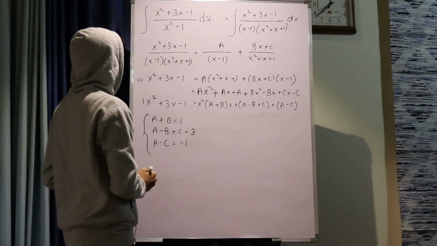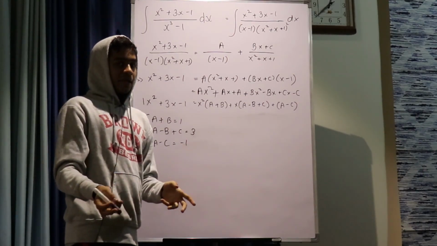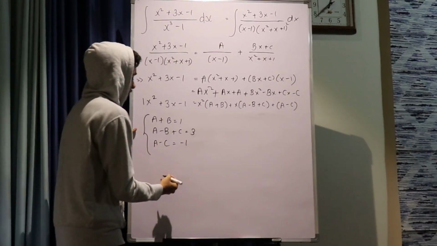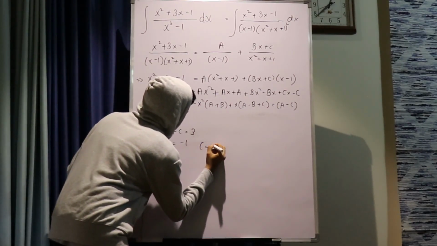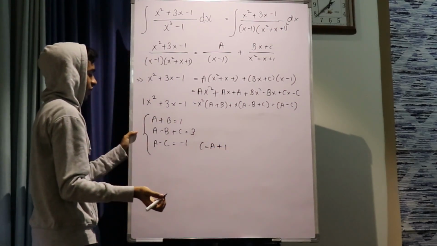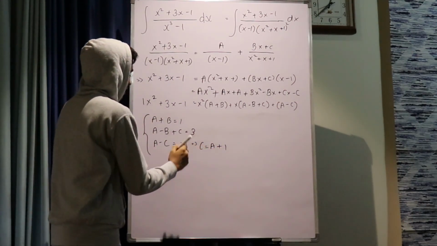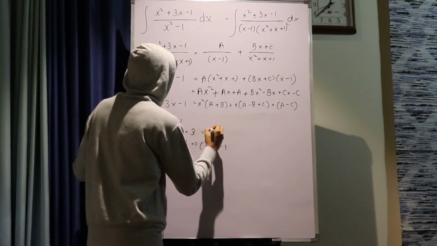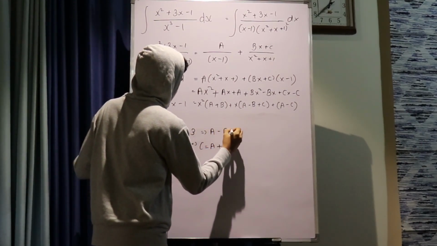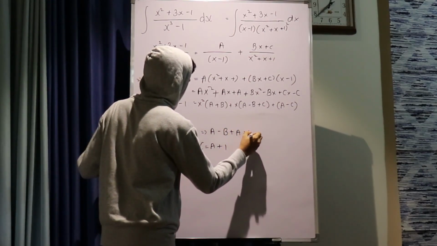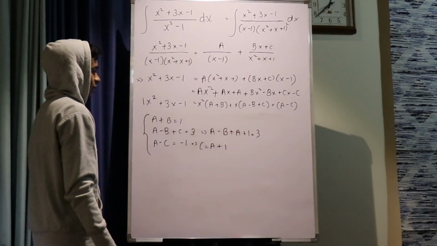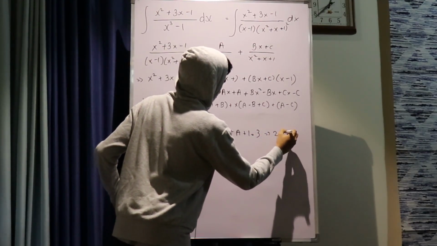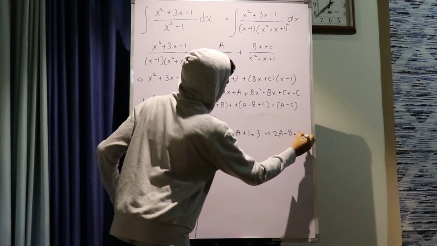So I'm not going to directly use elimination. I'm going to first substitute and then eliminate. So let's take this equation, right? a minus c equals negative 1. So we can rewrite this as c equals a plus 1, right? It's the same thing. So now let's plug this value of c into the second equation. So we end up with a minus b plus a plus 1 equals 3, right? So that's the same as 2a minus b equals 2.